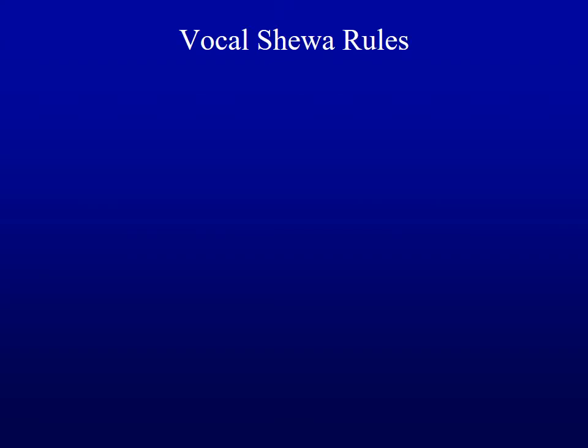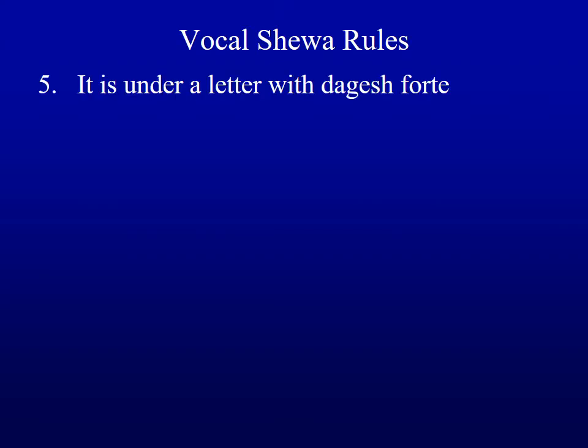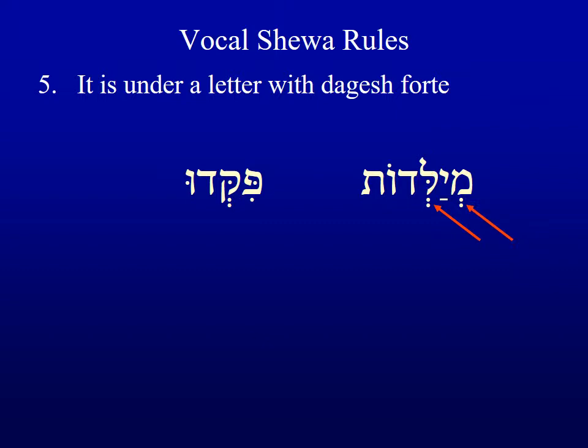The fifth case in which a schwa would be vocal is if it is under a letter with Dagesh forte. So here's a couple examples of that. In this first word, we're interested in this schwa. If you look above in the lamed, you'll see that there is a Dagesh. Because lamed is not a begad kafat letter, we know this is Dagesh forte. That means it represents a double lamed. By the way, there's also a schwa under the first letter in this word, so both of these schwas will be vocal. So this word is pronounced meyaladot. Meyaladot.